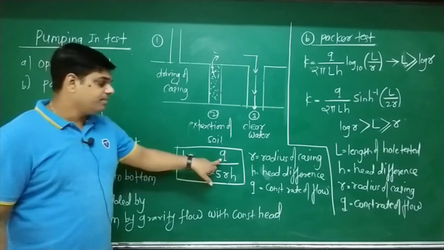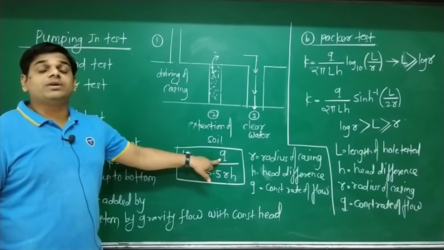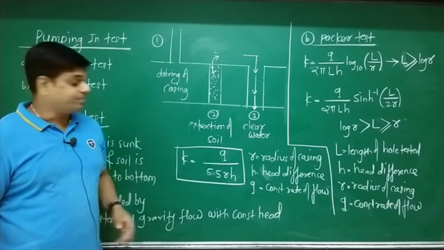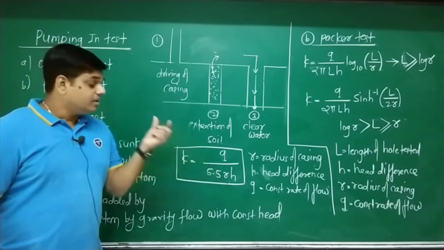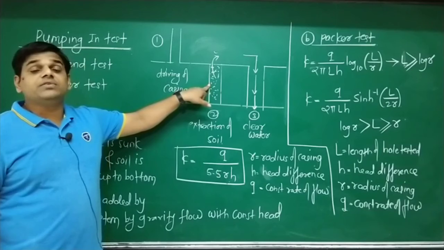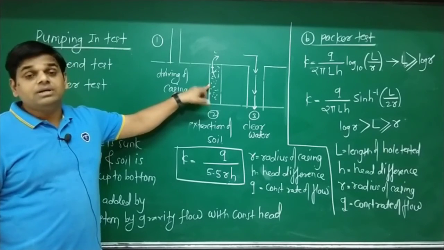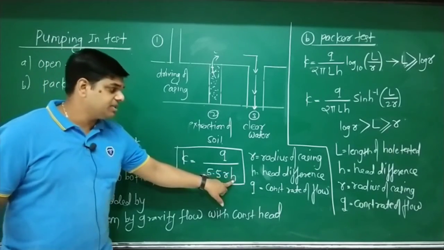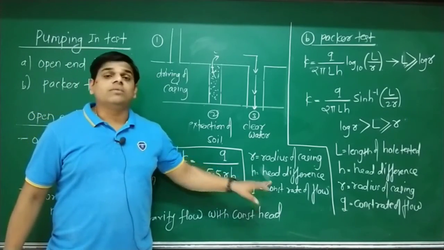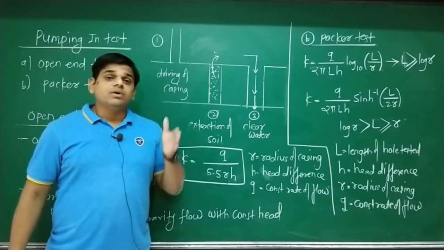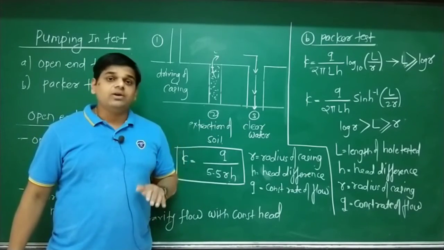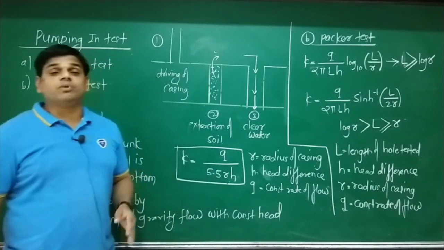Now what is Q here? Q stands for constant rate of flow, that is discharge. You can find out by using volume and time. R is the radius of casing, the casing which is driven inside the ground. That casing radius we denote by a symbol small r, and H is the head difference. Head difference means when flow occurs, there is a development of head loss. That head loss or head difference we denote by symbol H.